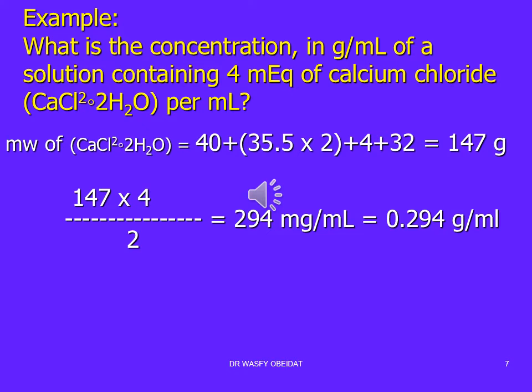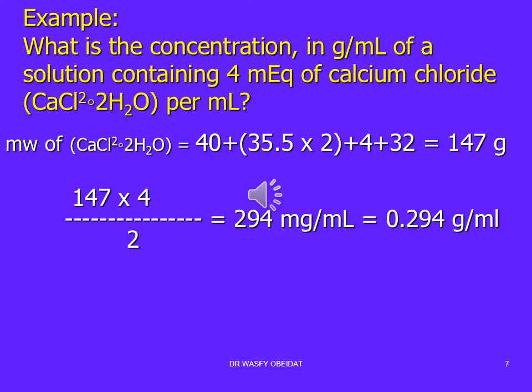147 grams per mole. Therefore, we can use the second formula in slide 4, where milligrams can be obtained by multiplying the milliequivalents by the molecular weight and dividing by the valency of the ion to get the values in milligrams. So we input all the values.